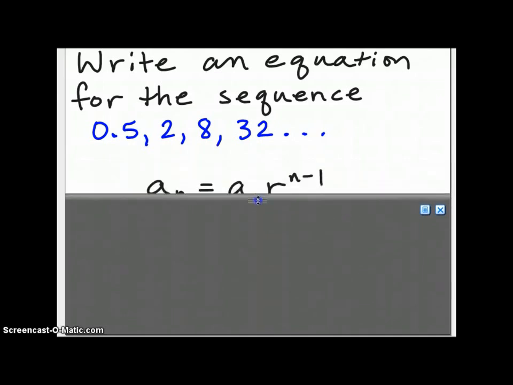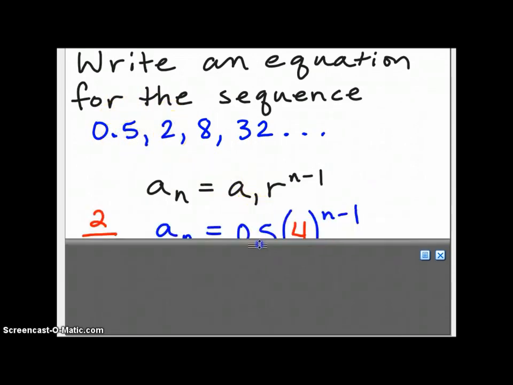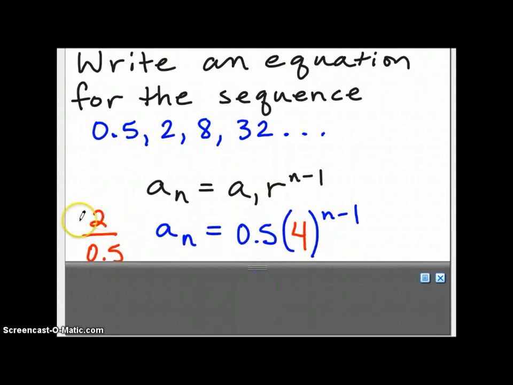We have a general equation, which is a sub n equal to a sub 1 times r to the n minus 1. R is our ratio. Where we had arithmetic sequences that had a common difference between every single term, there is a ratio between our first term and our second term, and then the second and third and fourth, and so on. So if we look at the second term over the first, what is the ratio between those two? If we look at 2 over the half and reduce that, we would get a 4.